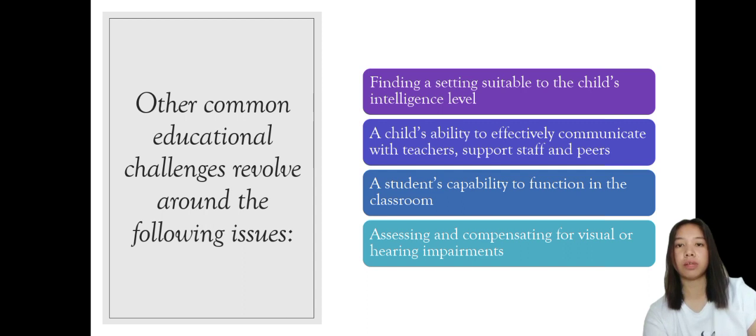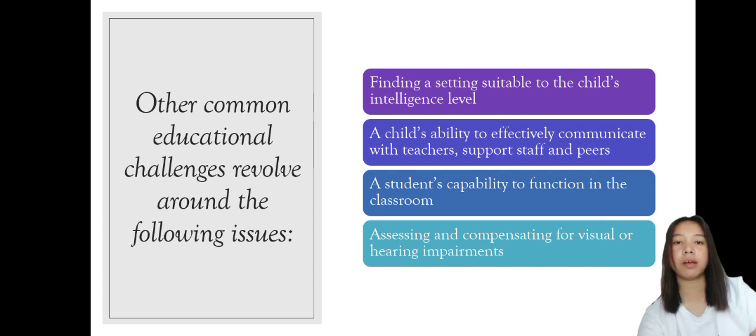A child's ability to effectively communicate with teachers, support staff, and peers. Effective communication is a fundamental skill that involves the ability to express one's thoughts, needs, and emotions, as well as to understand and interact with others. Effective communication plays a vital role in a child's academic success. Challenges may arise when a child struggles to express their thoughts, needs, or emotions to teachers, support staff, and peers, or when they face difficulties in understanding and interpreting the messages conveyed by others.